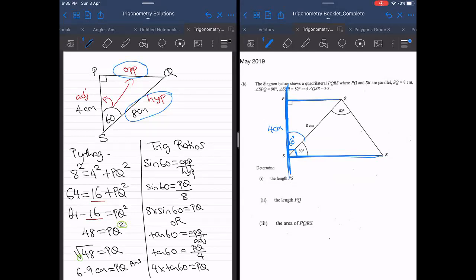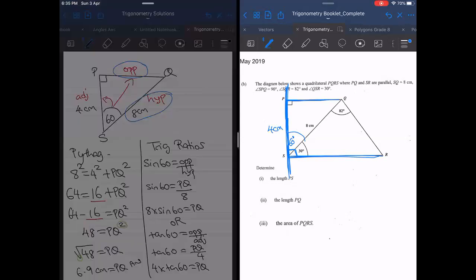So all 3 options. There are 3 options to work part 2. All of them give you the same answer. And this is your answer.